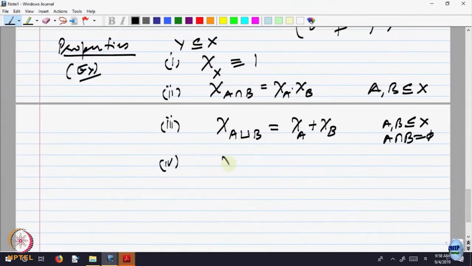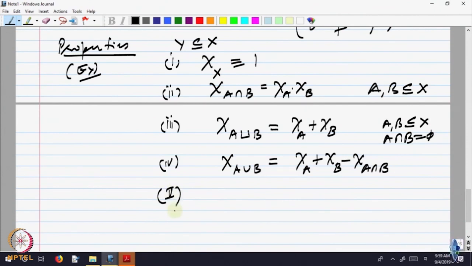And for example, you can also ask what it is in general, when they are not disjoint. This is chi of A plus chi of B, and it will be counting the intersection twice. So, minus the indicator function of A intersection B. So, you can think of probability theory already coming into the picture, right. And 5, okay, what more? Yeah, I think this is nice.